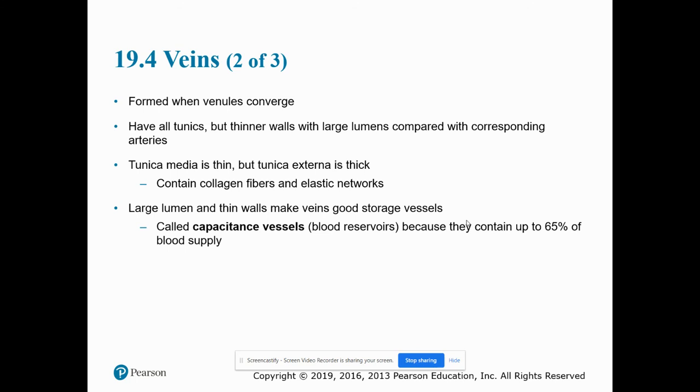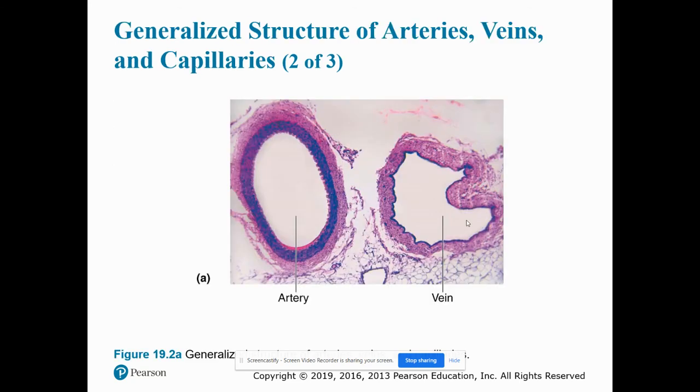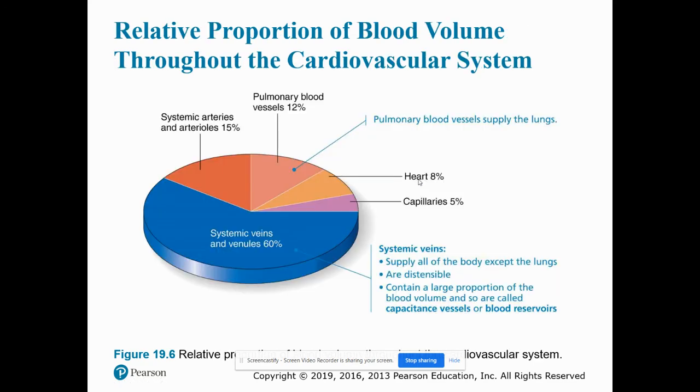And then we have the large lumen and thin walls make veins good storage vessels. They're also called capacitance vessels because they contain up to 65% of the blood supply. And this is just showing an artery, nice thick walled, strong structure, and then the vein, a little bit thinner walled. The lumens are a pretty similar size here, but typically veins would have a little bit bigger lumen. And then this is just showing that 60% of blood is found in systemic veins and venules.